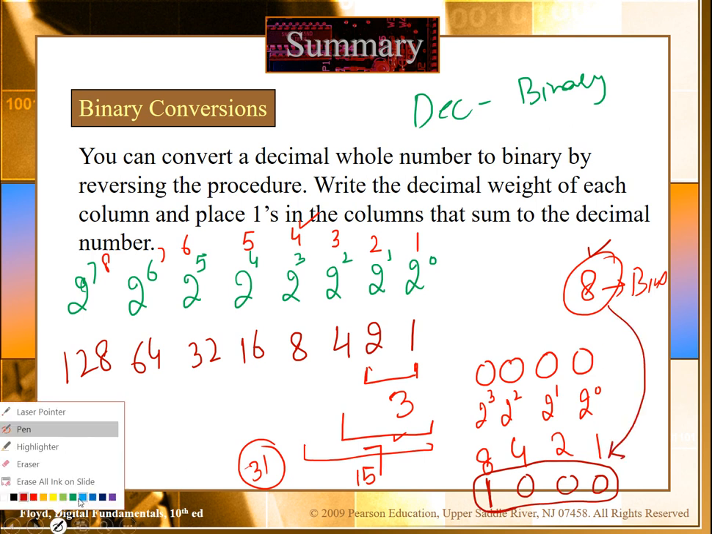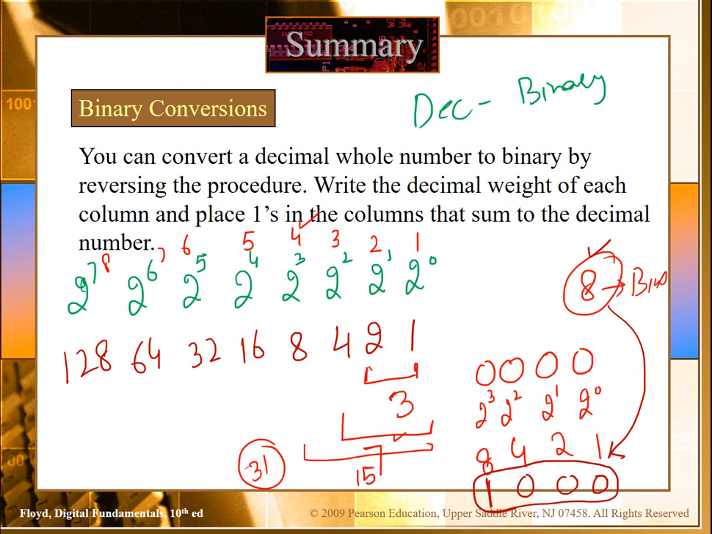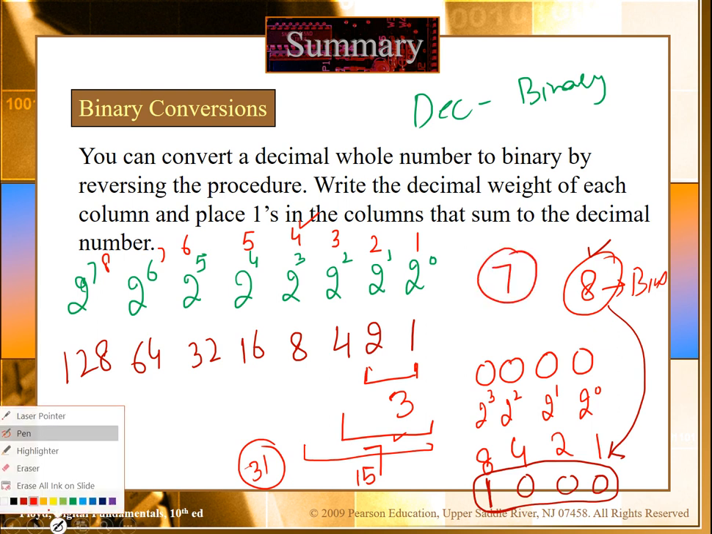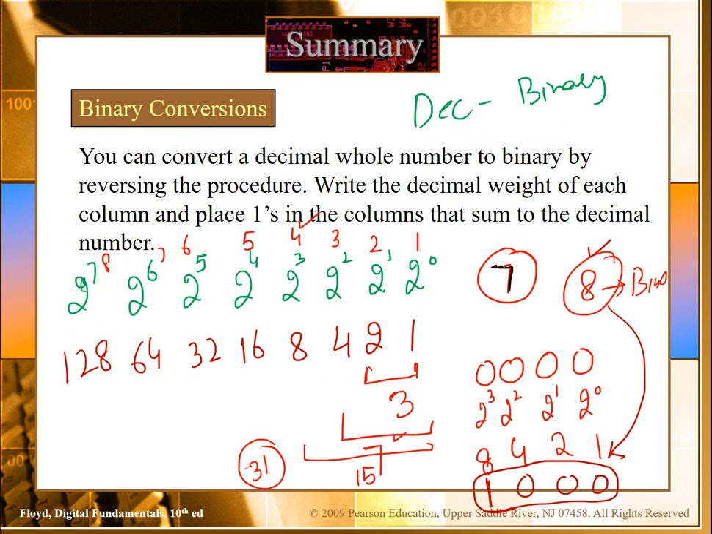So for example, you want to get 7. Let me use another color. To get 7 in the 4 bit system, we can get 7 if we add these 3 numbers, right? 4 plus 2 plus 1. So if I make this bit 1, this bit 1, this bit 1 and this bit 0, that will be equivalent to 7. 4 plus 2 plus 1 is 7.